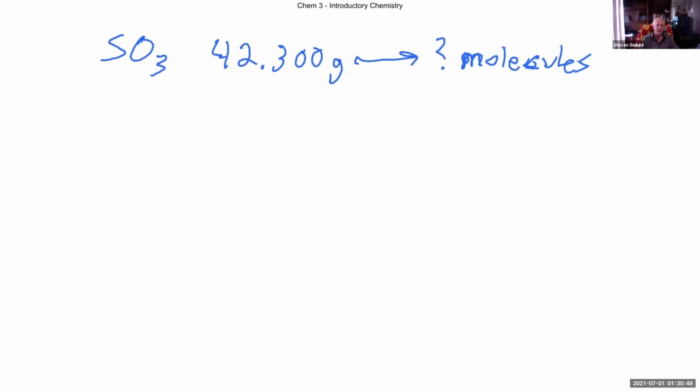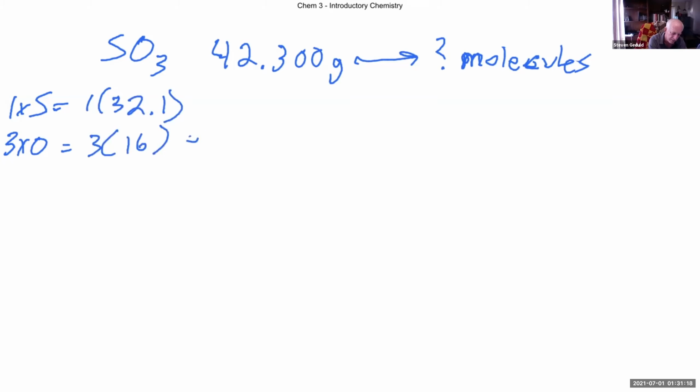So right out in front of us, that's what we got. Now we know we have to get to molecules, we know we have to go to moles. And for moles, we know how many you have per mole. So we need to be able to convert this using the molecular weight. One sulfur, 3 oxygens. Each sulfur weighs 32.1. Each oxygen weighs 16. Everybody see where those numbers are coming from? Yes. Okay.